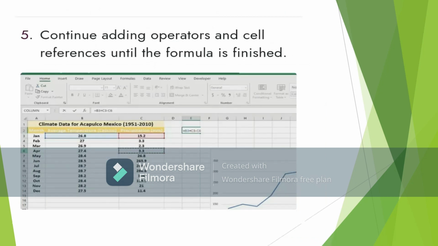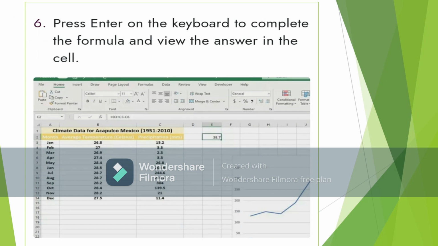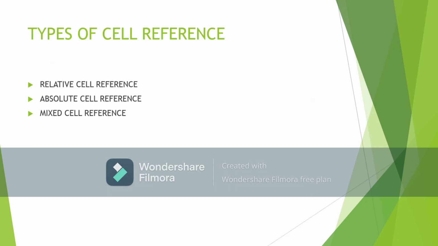If you want to continue the formula, then just give the operators and select the particular cell. Finally, you have to press enter on the keyboard to complete the formula and view the answer in the cell. That is called pointing. Instead of typing every cell reference, we are going to point out the cell reference. That is called pointing.